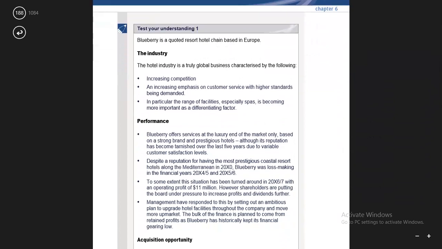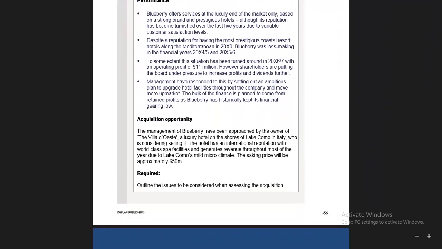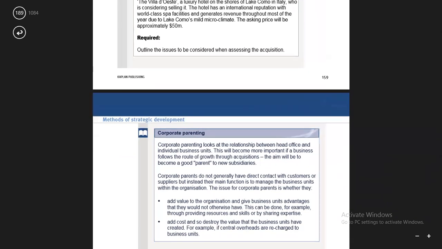Now, this is the example, so you have to read it, and you have to do that Burberry example in this.